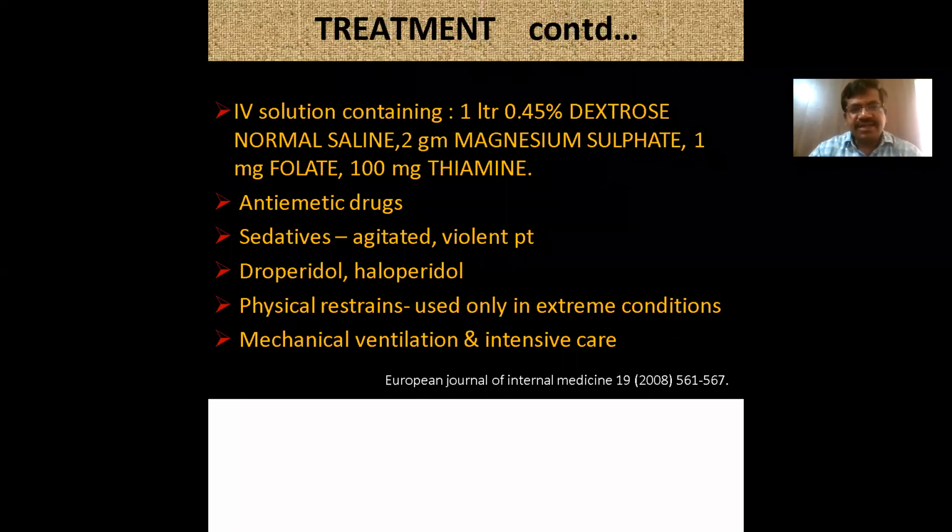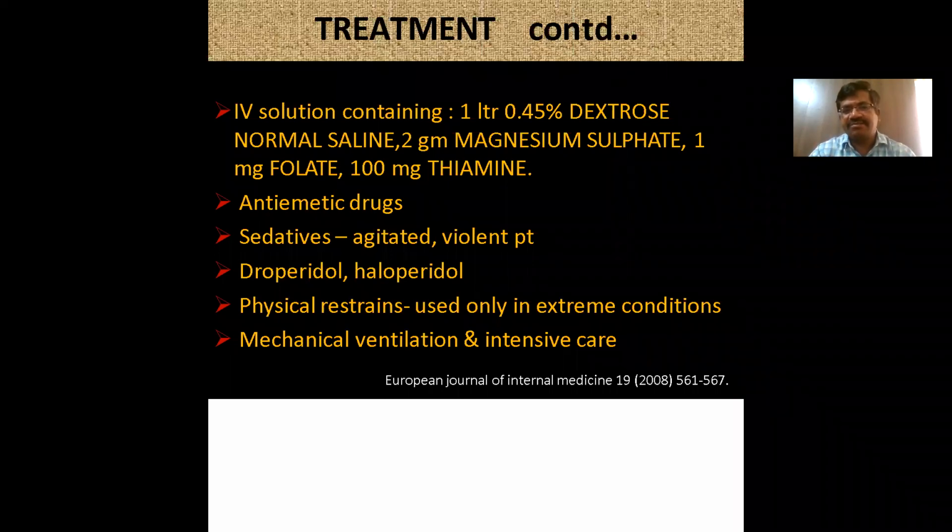So these are the IV solutions: 1 liter of 0.45% dextrose and normal saline, 2 gram of magnesium sulfate, 1 mg of folate, and 100 mg of thiamine. So these are the few immediate treatments for ethanol poisoning.